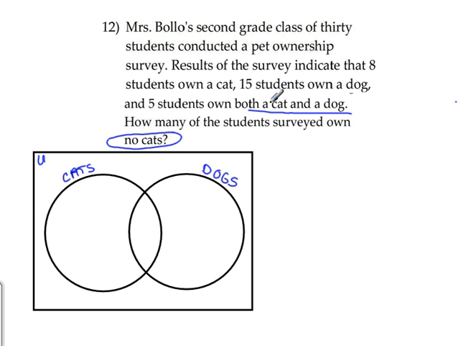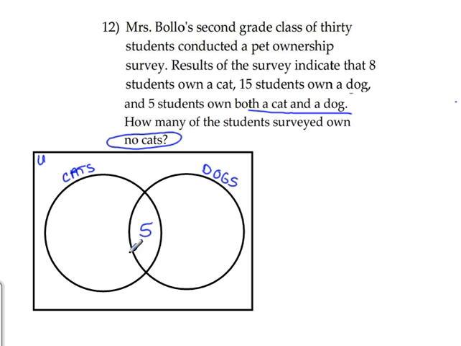So we're going to represent this information on a Venn diagram. You'll first want to go to the intersection of the two sets. So we have here a set representing those who owned cats and then those who owned dogs. The intersection of those two sets would be those who owned both a cat and a dog. So I have 5 students who owned both a cat and a dog.